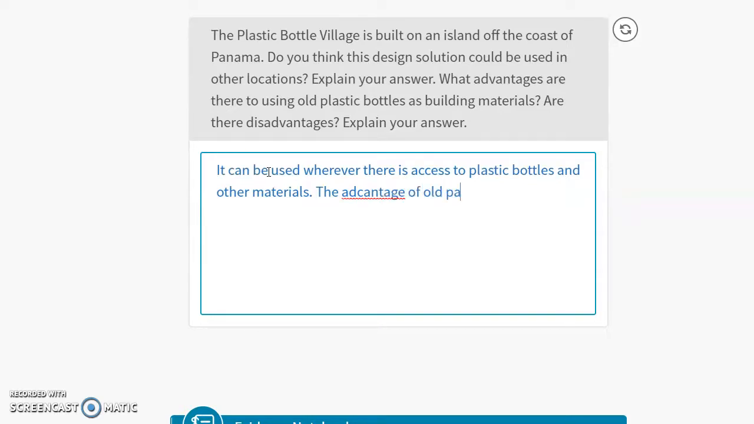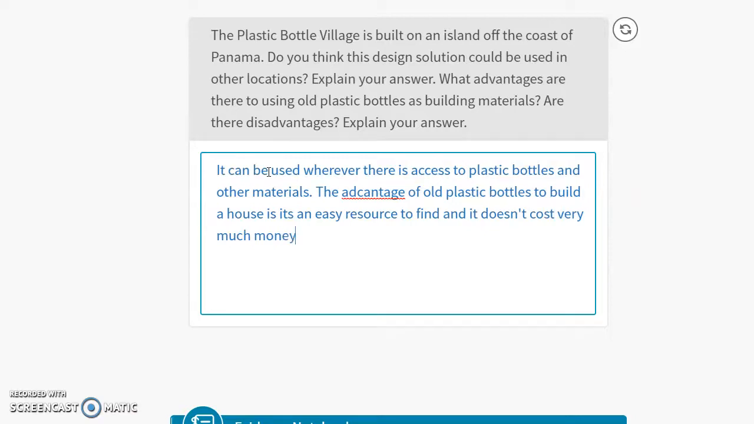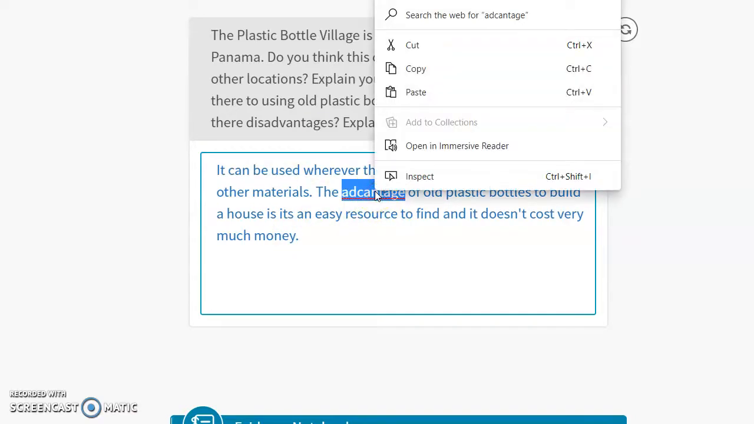The advantage of old plastic bottles to build a house is it's an easy resource to find and it doesn't cost very much money, right? Because people have already used the plastic bottles, they're being reused. So that's a great advantage.